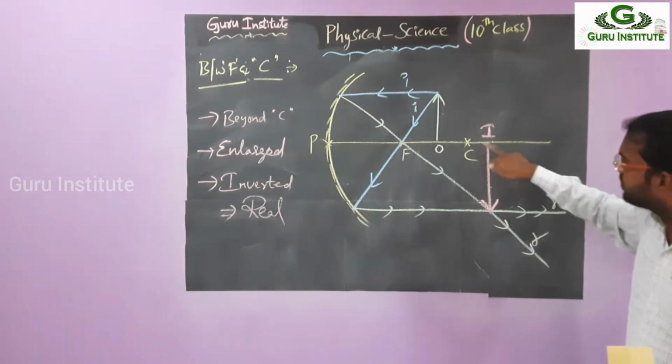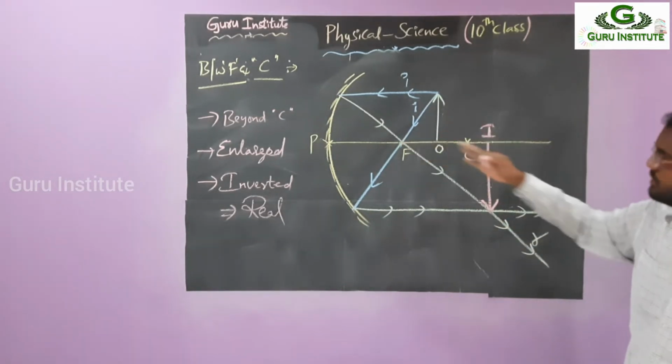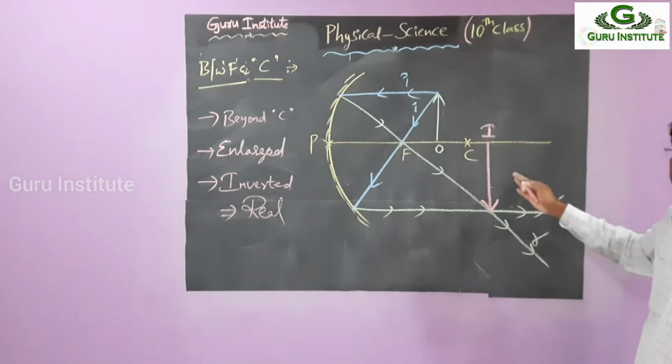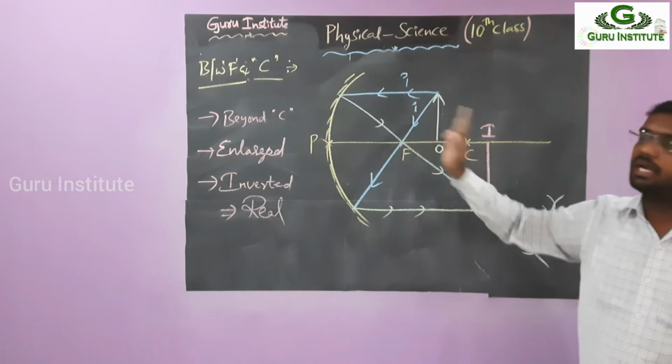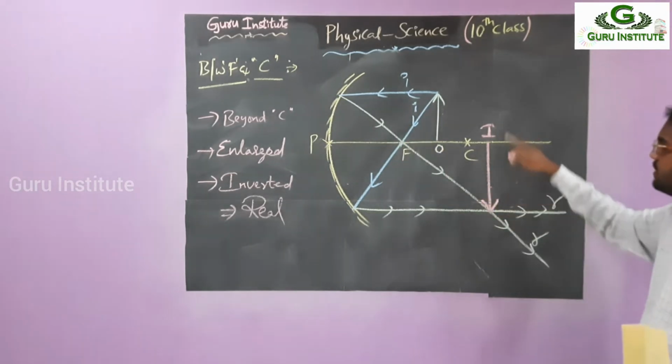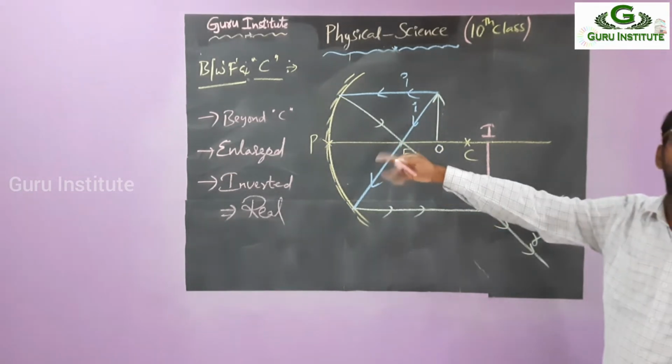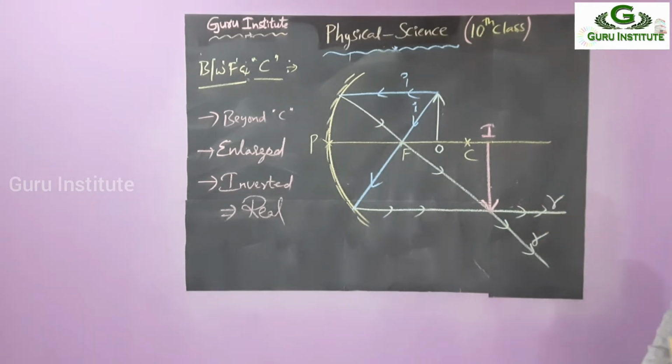Where the image is found: beyond C. Write down beyond C. It is bigger or smaller. If it is bigger, write enlarged; if smaller, diminished. If it is a bigger one, so enlarged. Is it reversed or not? It is a reversed one, inverted one. So that is inverted. So inverted means always real.